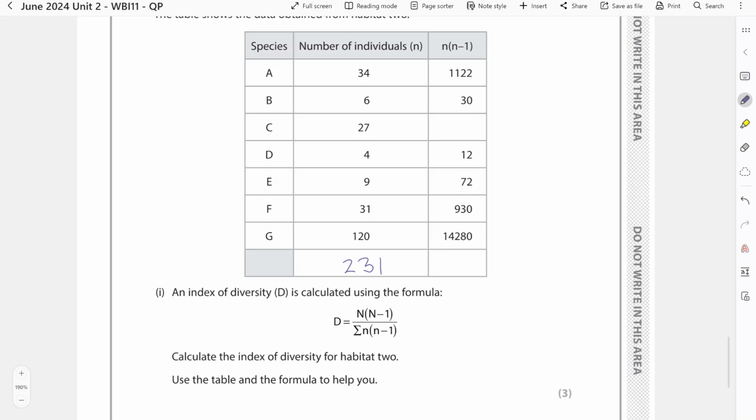So 1,122 plus 30 plus, ooh, this one's missing. To find this one out, we can do this. So 27 minus 1. Let me just type that into the calculator. And that gives us 702. So now we can count the total. Actually, I'll just leave that there. So 1,122 plus 30 plus 702 plus 12 plus 72 plus 930 plus 14280. And that gives us 17148.